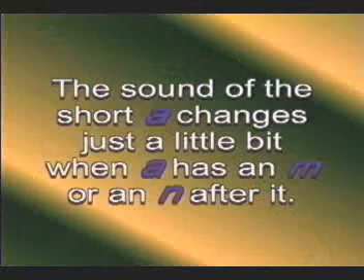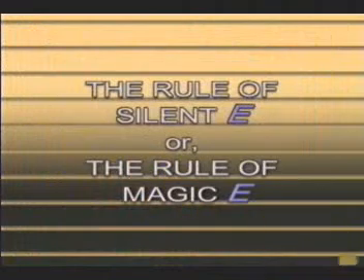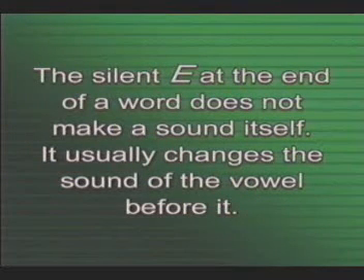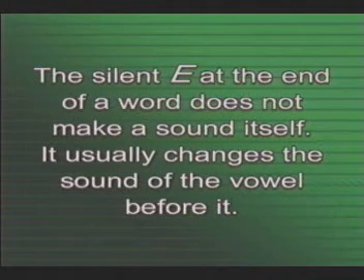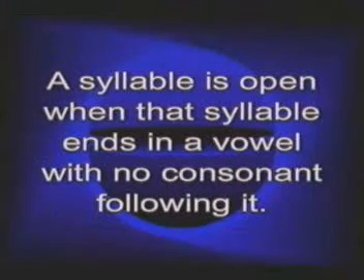The sound of the short A changes just a little bit when A has an M or an N after it. The rule of silent E, or the rule of magic E: the silent E at the end of a word does not make a sound itself, but usually changes the sound of the vowel before it. A syllable is open when that syllable ends in a vowel with no consonant following it.